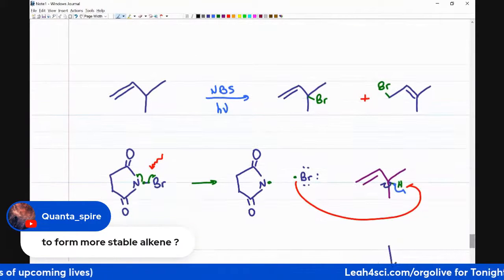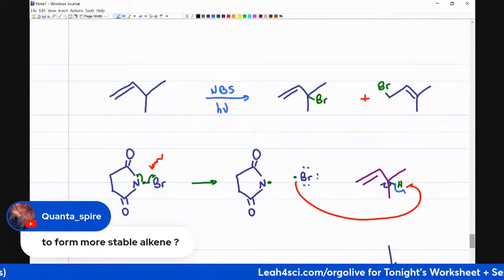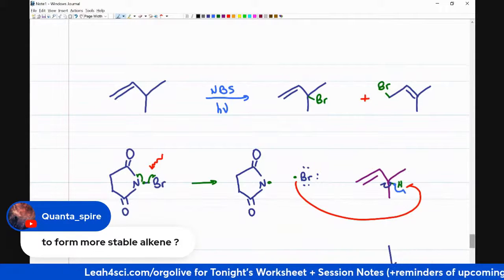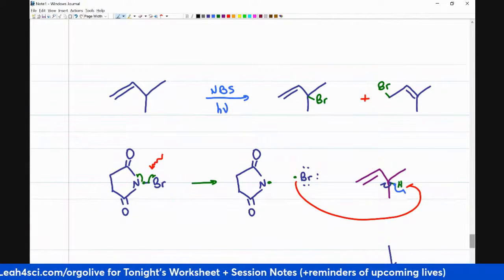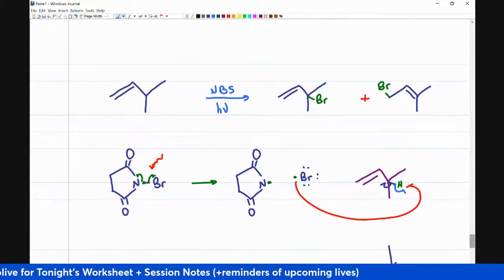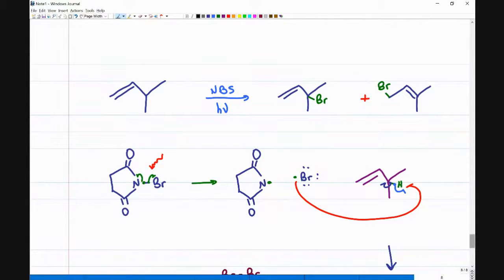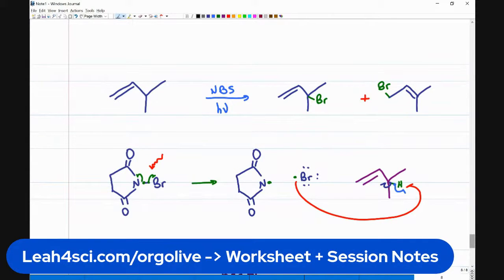Now we just went through a lot of radical concepts and quite a few different mechanisms for radical reactions. Your next step to make sure that you get this, to make sure that you understand, is to do additional practice problems. And that's why I created a practice worksheet for this session. So go to leah4sci.com/orgoalive and you'll get a link to the recording, the session notes, and the practice worksheet where you have quite a few mechanisms and reactions to work through.